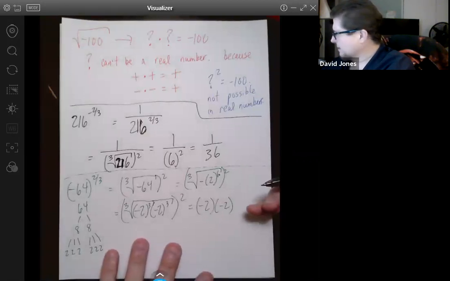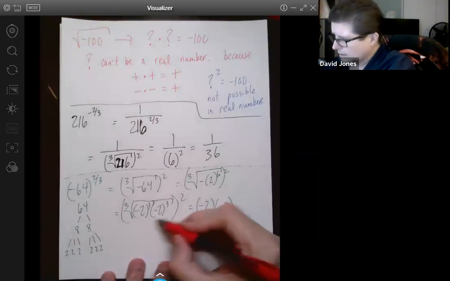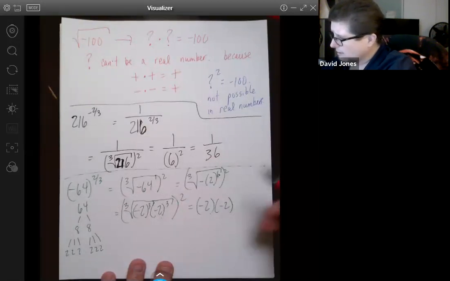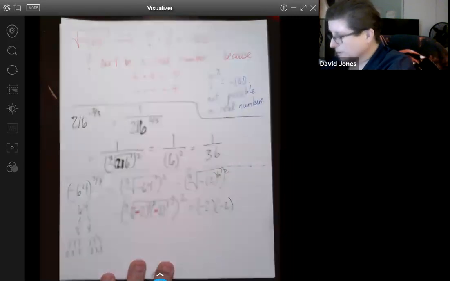I'm doing this bad. That is not correct. The negative is on the outside. Negative's on the outside there. That's what's wrong.